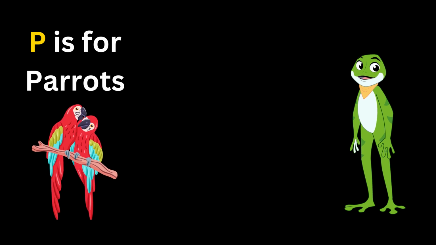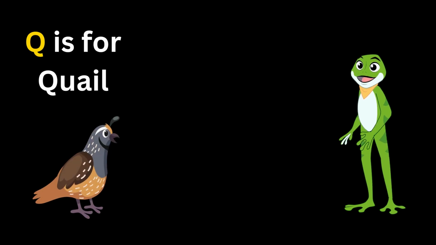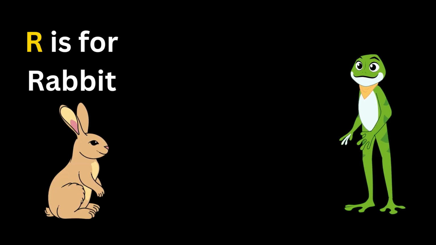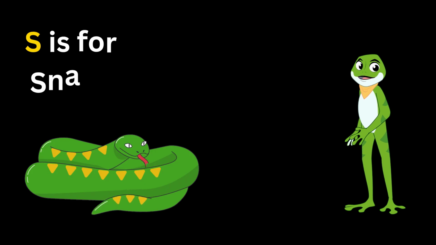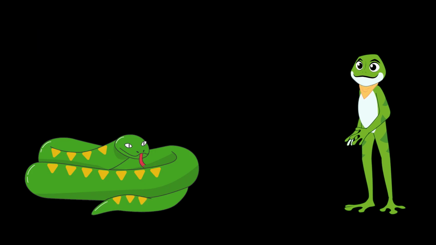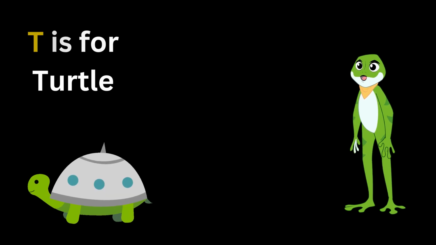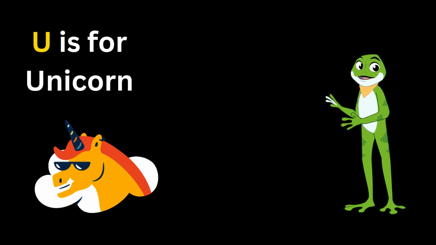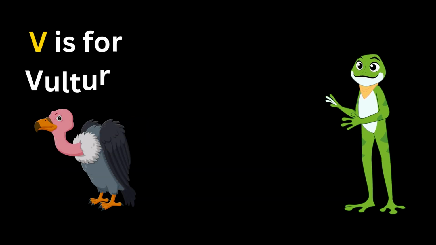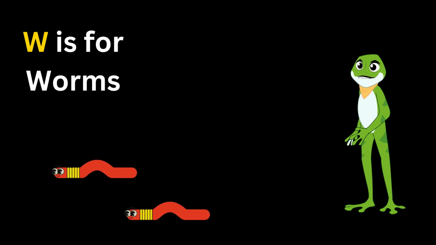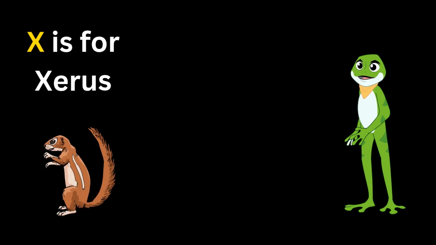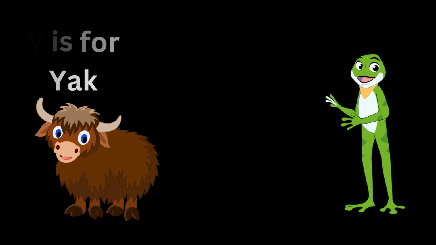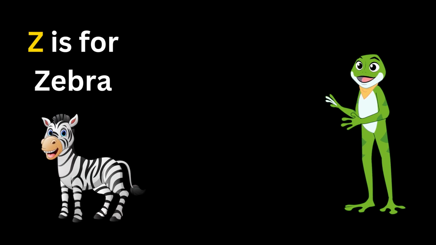P. P is for parrots. Q. Q is for quail. R. R is for rabbit. S. S is for snake. T. T is for turtle. U. U is for unicorn. V. V is for vulture. W. W is for worms. X. X is for xeris. Y. Y is for yak. Z. Z is for zebra.